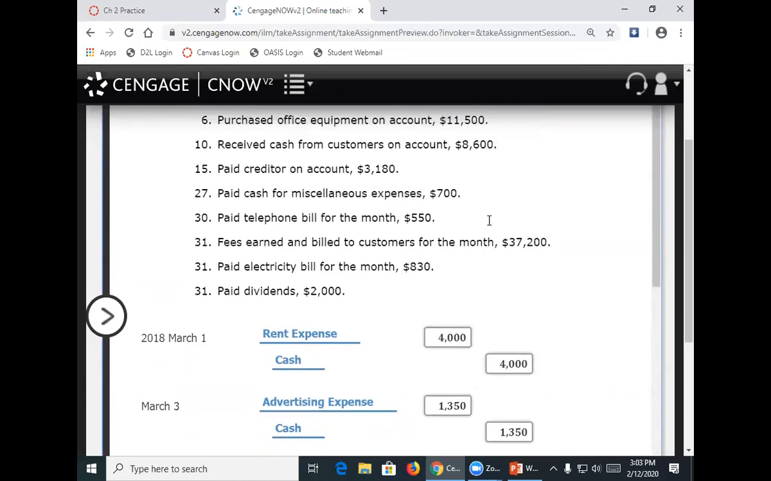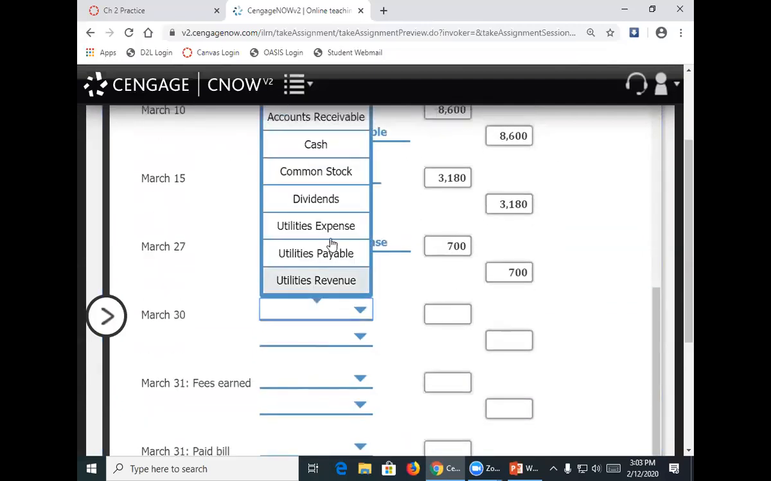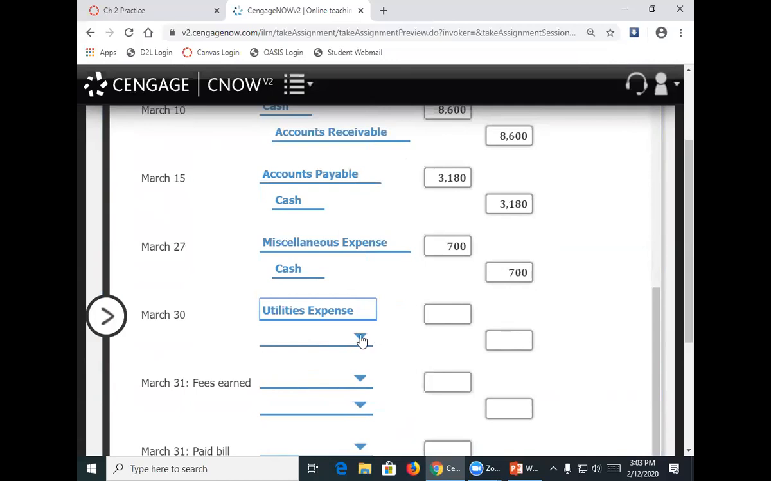March 30th is really the same kind of idea. We paid the telephone bill for the month. So what account am I debiting there? Utilities, and cash is being credited. Very good. I paid my utility bill or my telephone bill, so utilities expense is debited and cash is credited. And that was for what, 550? When I'm scrolling, I sometimes forget the amounts.